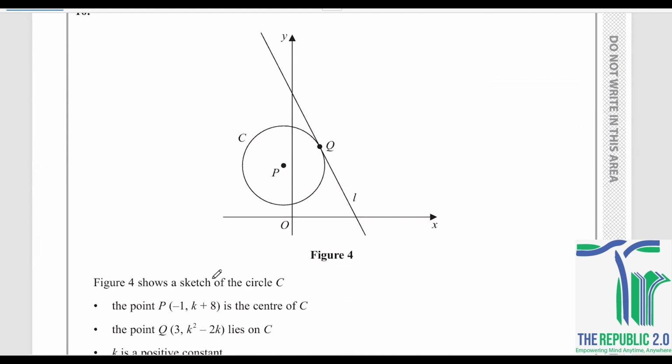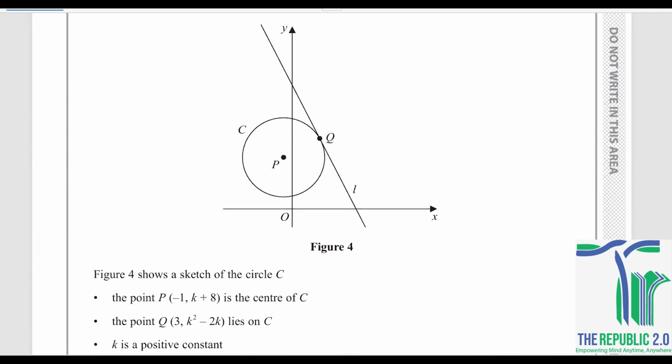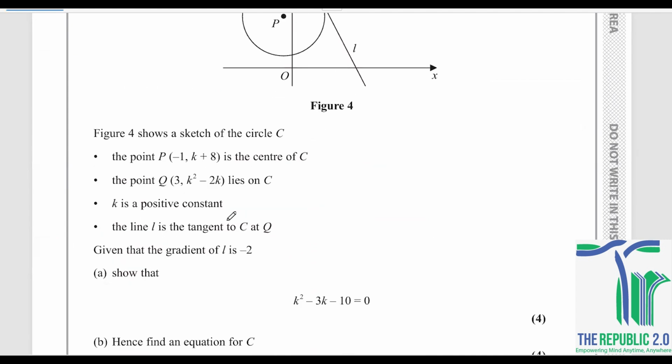The figure shows a sketch of the circle. The point P, the center of the circle, is (-1, k + 8). And the point Q, (3, k² - 2k), lies on C. k is a positive constant. Line L is a tangent to C at Q, and the gradient of line L is -2.